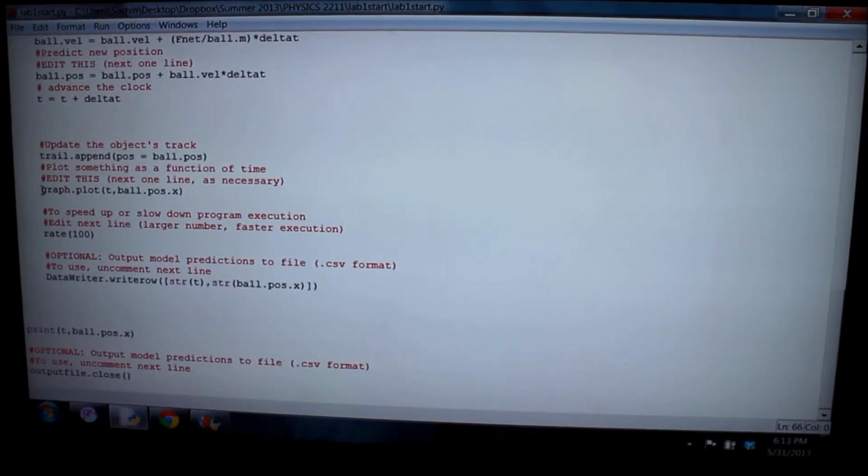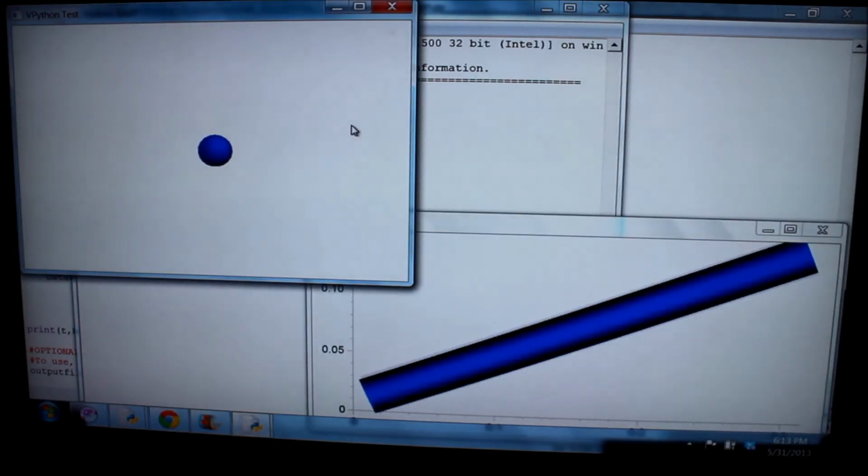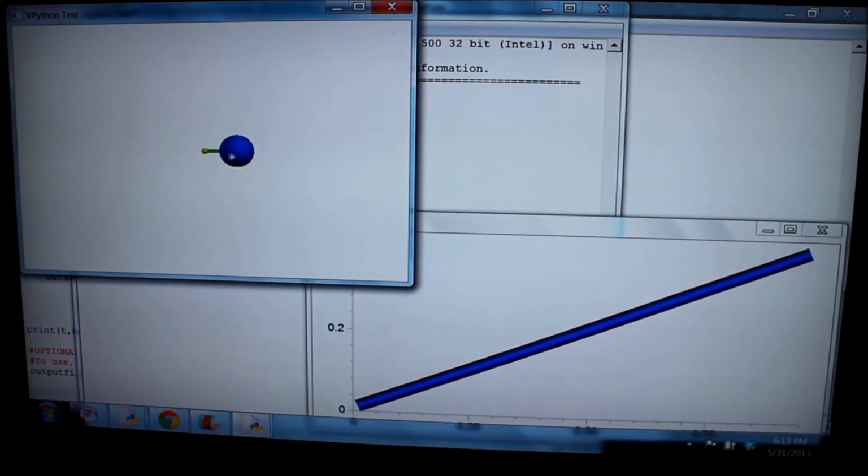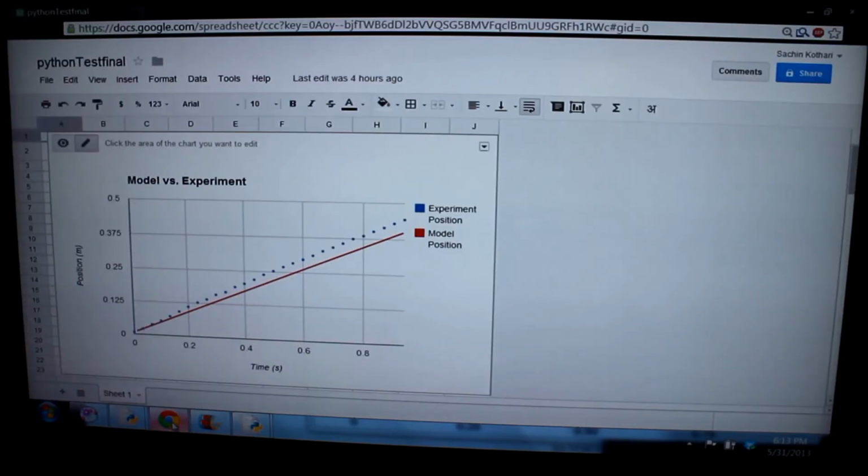We basically remove the hashtag here to graph the plot, and down here we remove the hashtag to close the file and to run it. Now let's go ahead and look at how it looks. And it looks just like we wanted it to look. It started at a point and moved to the right on the x-axis, just like our item did in tracker, the way I wanted it to. And this is our model data. Let's look at how it looks compared to the experimental data.